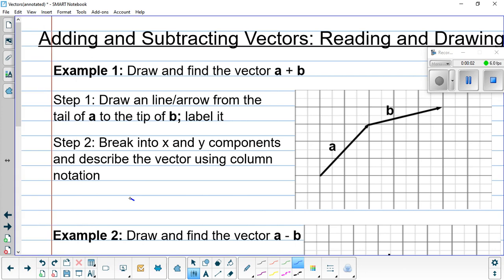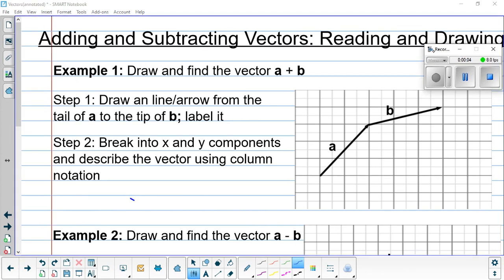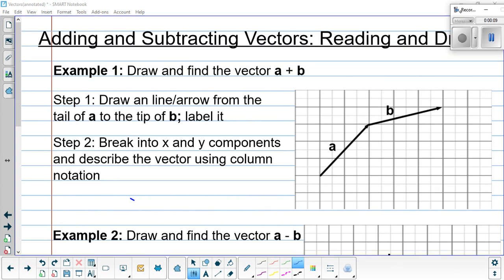Hi, you're here with Mr. Canada, and today we're adding and subtracting vectors. We're reading and drawing, so this is more so on the grid than with column notation.